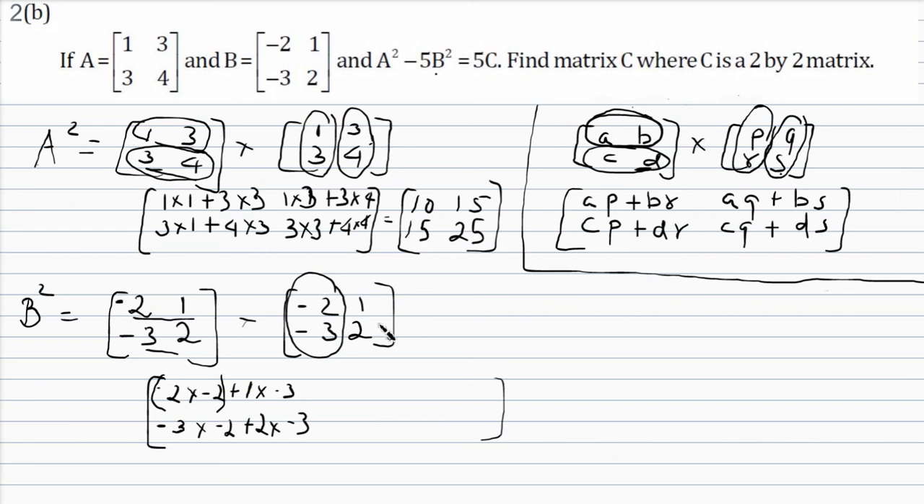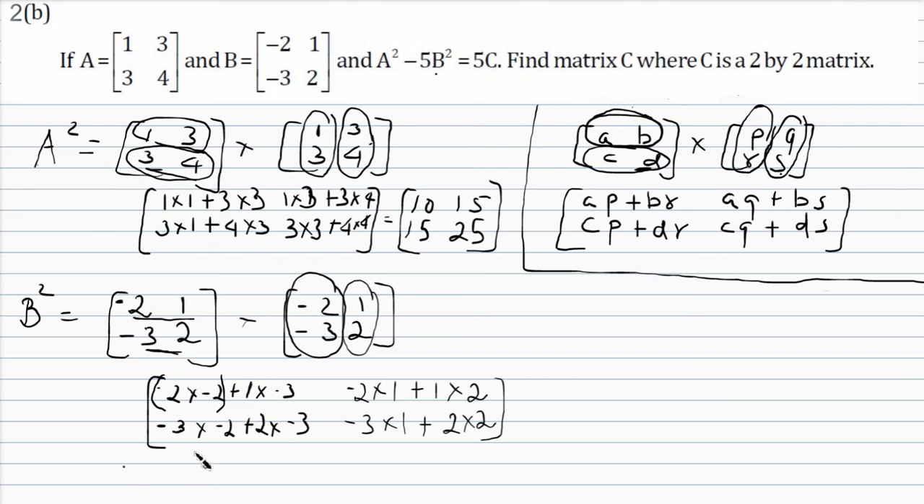Okay, now coming to the row 1 column 2, that will be row 1 into the column of the second matrix. So row 1 is minus 2 into column 1, 1 plus 1 into 2. Now coming to the last one, it is nothing but row 2 into column 2. So that is minus 3 into 1 plus 2 into 2.